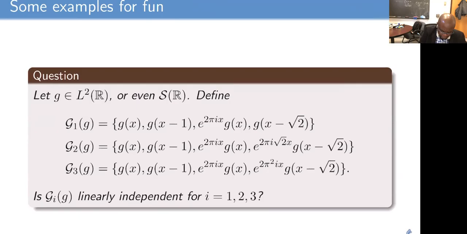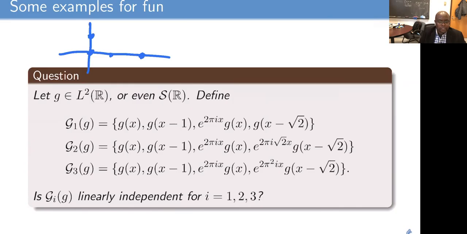I'm choosing four different points in the plane. I'm choosing the origin, the point (0, 1), the point (1, 1), and then the point (square root of 2, 1). So that's the first one, the example for G1.